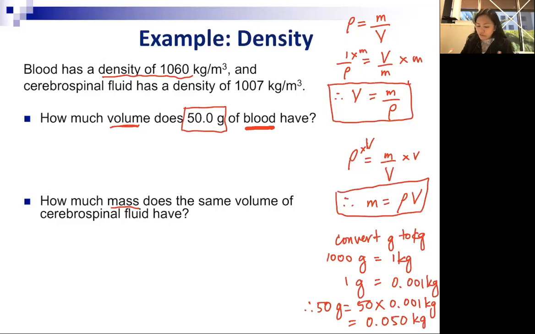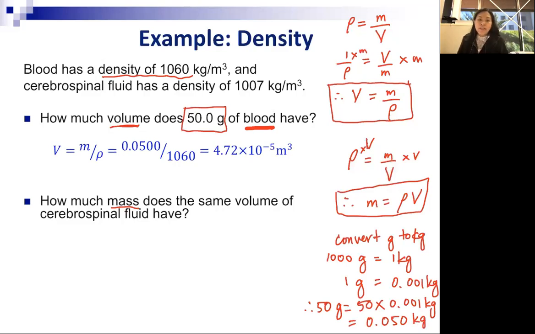Right, so we have our conversion and we have our units, and then it's just direct substitution for the volume. So volume is the mass. Again, make sure your mass is in kilograms because your density is in kilograms per cubic meter. So consistent units will give you this volume, 4.72 times 10 to the minus 5 cubic meter.